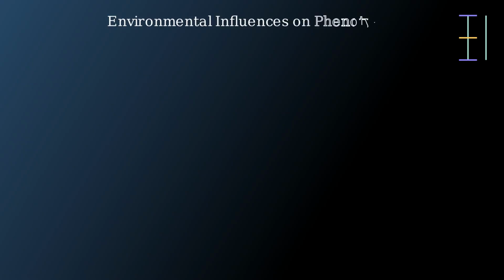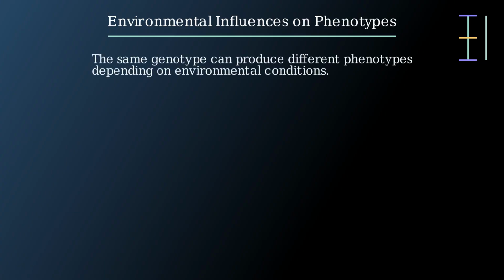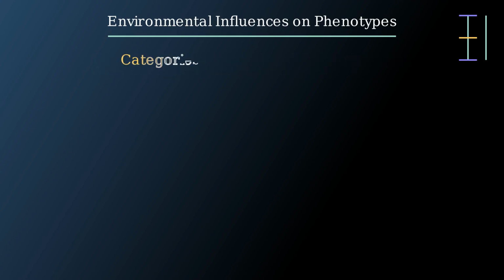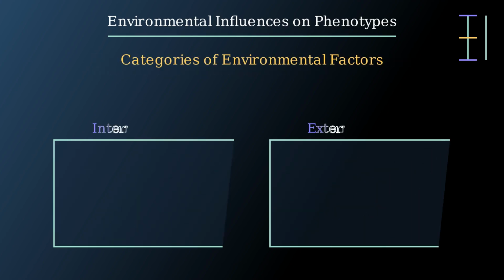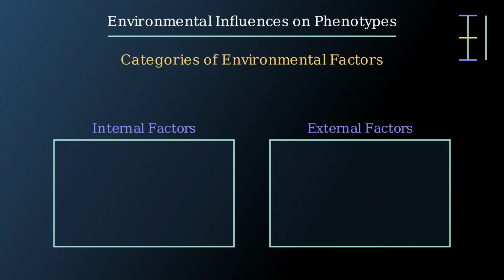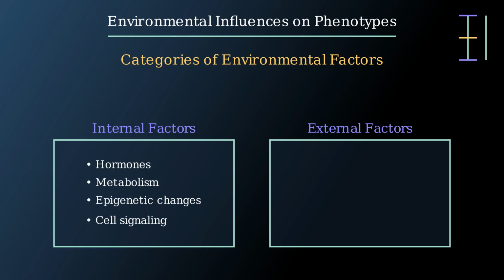Environmental factors play a crucial role in how genes express themselves. The same genotype can produce different phenotypes depending on environmental conditions. Environmental factors affecting phenotypes can be categorized as internal and external. Internal factors include hormones, metabolism, epigenetic changes, and cell signaling pathways. External factors include temperature, light, diet and nutrition, and stress.